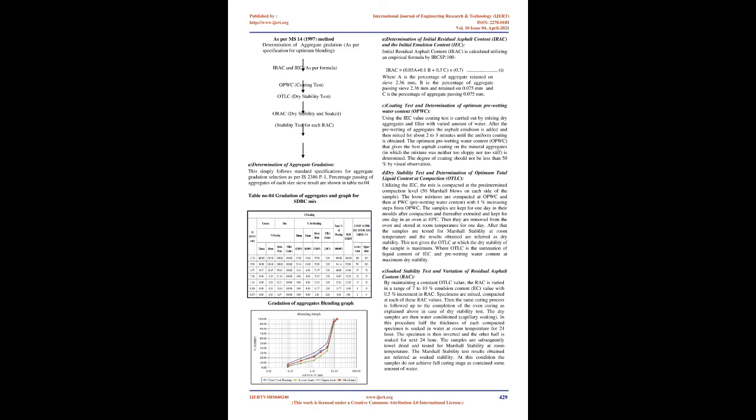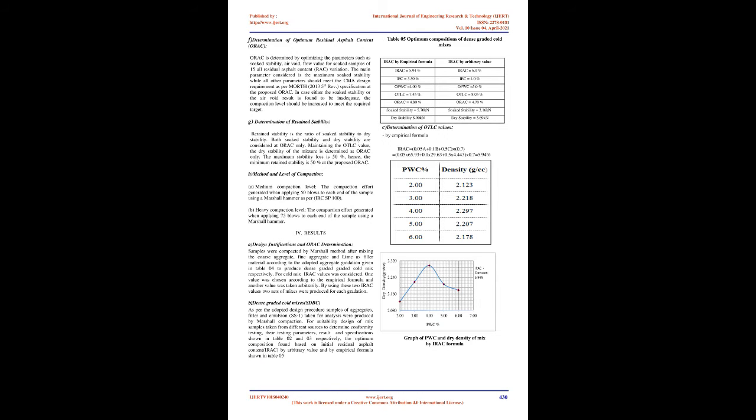A. Determination of aggregate gradation. This simply follows standard specifications for aggregate gradation selection as per IS 2386 Part 1. The percentage passing of aggregates of each size sieve is shown in Table No. 04. B. Determination of initial residual asphalt content, IRAC, and the initial emulsion content, IEC.